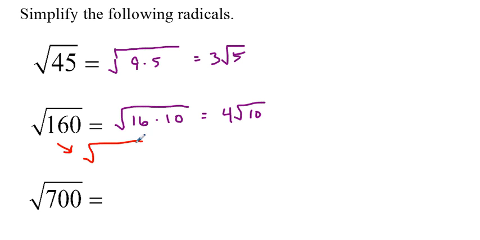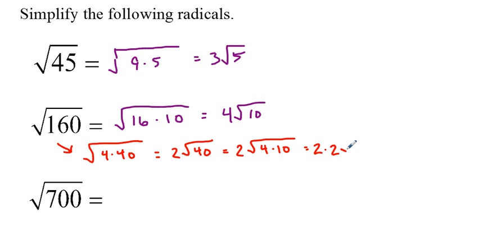You might have done 4 times 40 and said, hey, 4 is a perfect square, and then you'd have 2 root 40. The only problem there is 4 also goes into 40. So then you could do 2 times the square root of 4 times 10, which gives you 2. Square root of 4 is 2 root 10. And then when you multiply this out, you get the same answer I had above, just it took a few more steps.